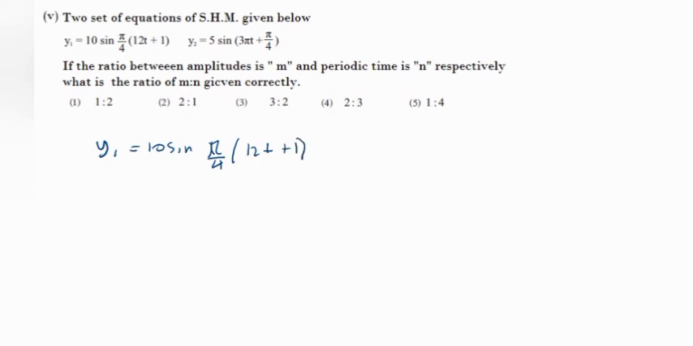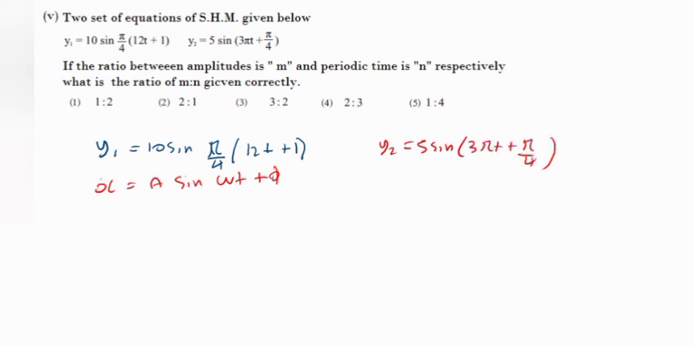Now it is going to be a bit different. You know the equation you have to compare: x equals a sine omega t plus phi. You can't use it directly, because you have to solve it now. The other one, let me get it as well: y2 equals 5 sine 3 pi t plus pi over 4.